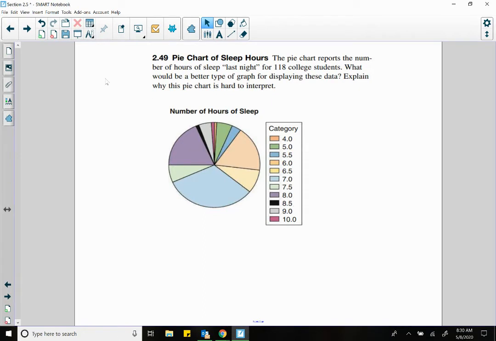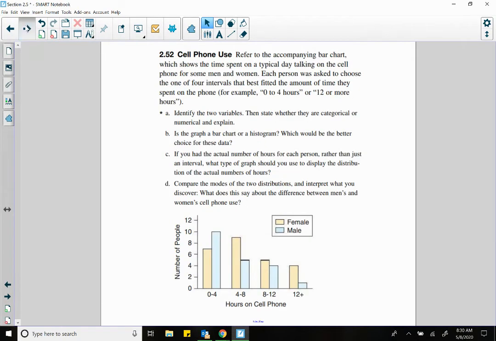That's a measure. Okay, and I think this is my last one. Yeah, so this is the last one. So down here it says, refer to the accompanying bar chart, which shows the time spent on a typical day talking on a cell phone for some men and women. Each person was asked to choose the one of 4 intervals that best fitted the amount of time they spent on the phone. For example, 0 to 4 hours, 12 or more hours. Okay, so go ahead and think about these questions, pause the video, give them a shot, and then we will talk about what's going on.